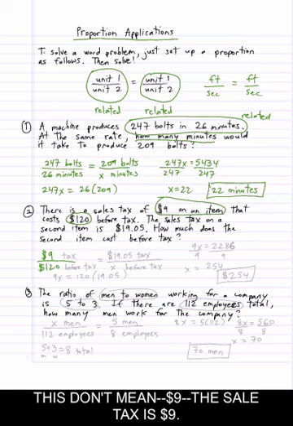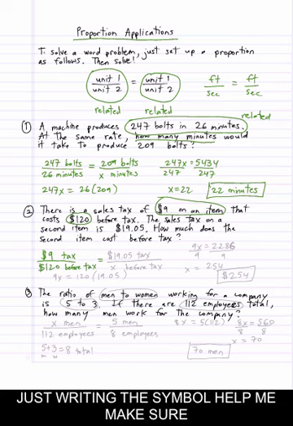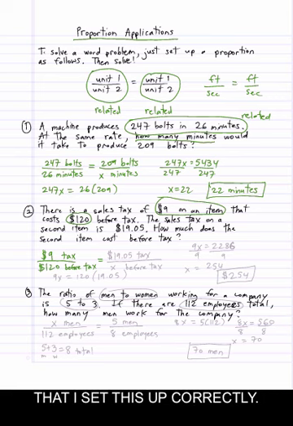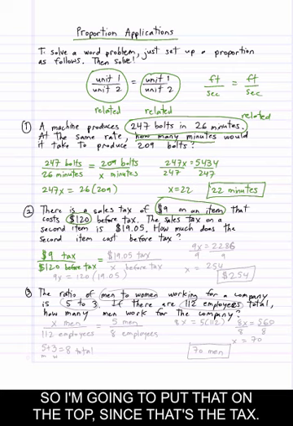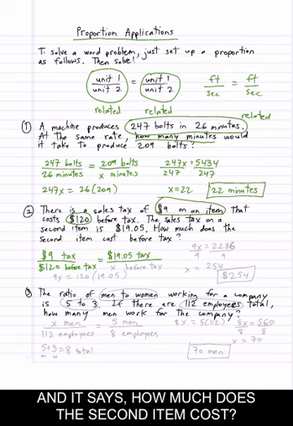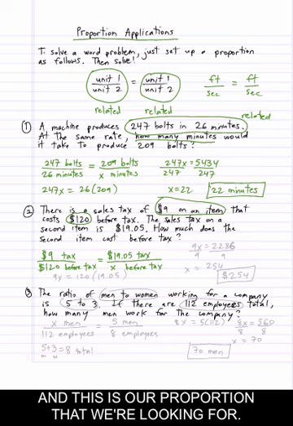So I'm going to put $9 and $120 on the bottom. But these don't mean the same thing, right? $9 is the tax. It says the sales tax is $9. So I'm going to say $9 tax on $120 before tax. Just writing this in will help me make sure that I set this up correctly. Now, it says the tax on the second item is $19.05, so I'm going to put that on the top, since that's the tax. And it says how much does the second item cost, so I'm going to say X before tax. Alright, this is our proportion that we're looking for.